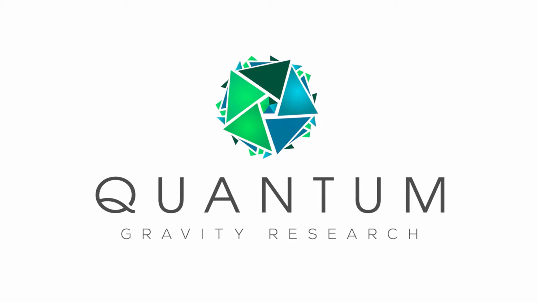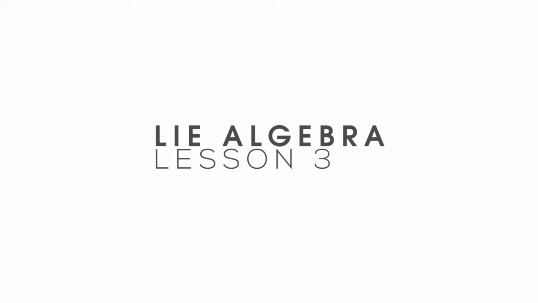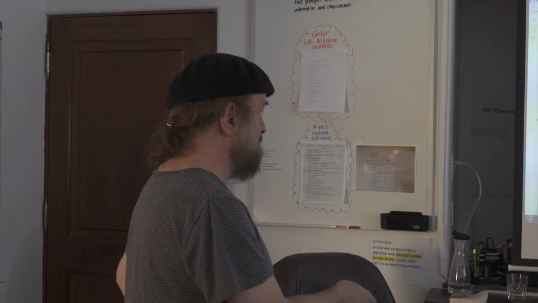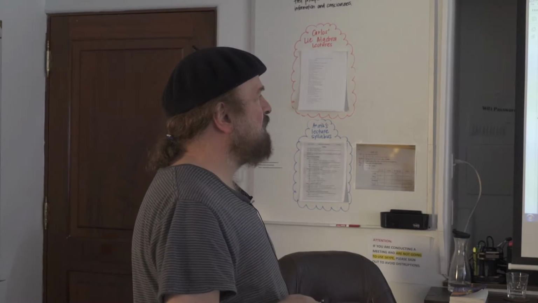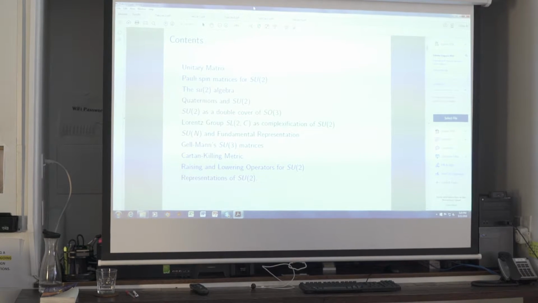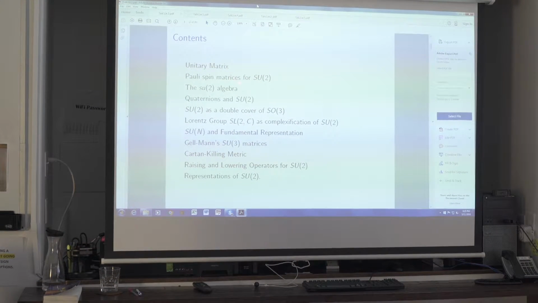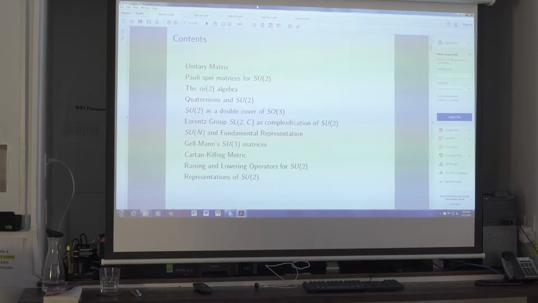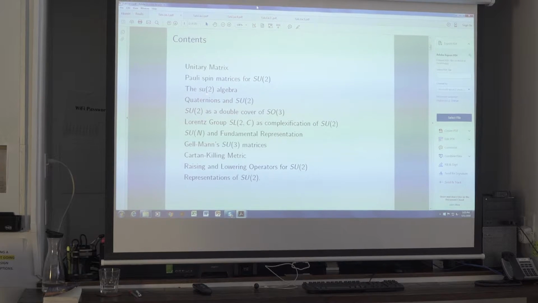Okay, so today I'm going to talk about unitary groups, and in particular I will also discuss what the Cartan-Killing metric is. Okay, so let's go. So the contents of this talk are based on the unitary matrix. A typical example are the Pauli spin matrices for SU2. I will be discussing the SU2 algebra and its relation to quaternions.